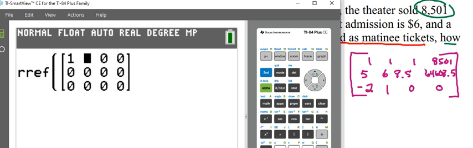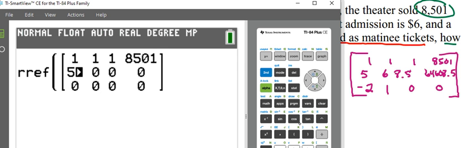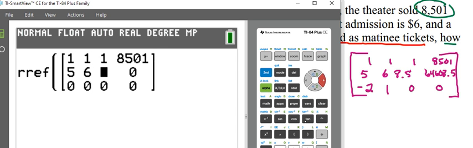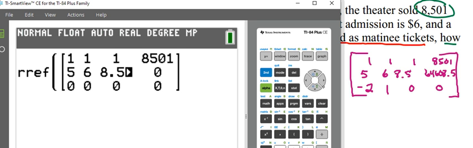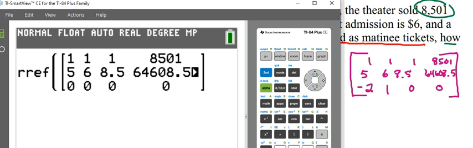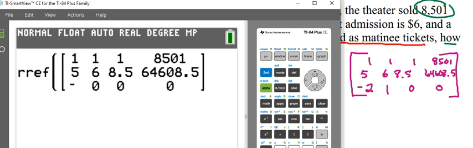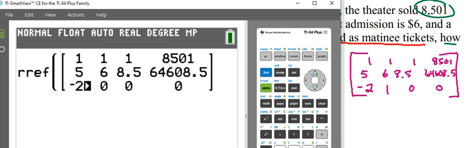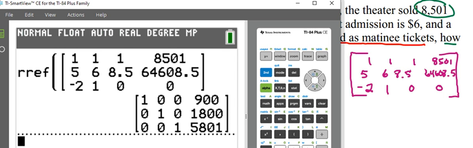And now you just start entering all your numbers. 1, 1, 1, 8501, 5, 6, 8.5, big number 64,608.5, negative 2, 1, 0, 0. Boom. So there's the number of tickets.